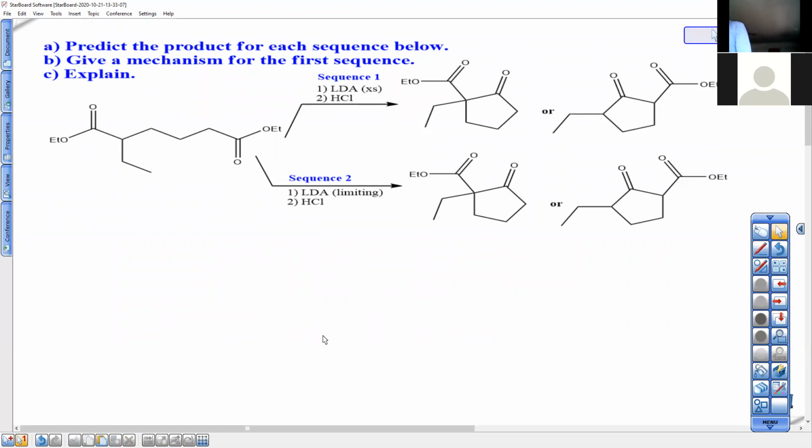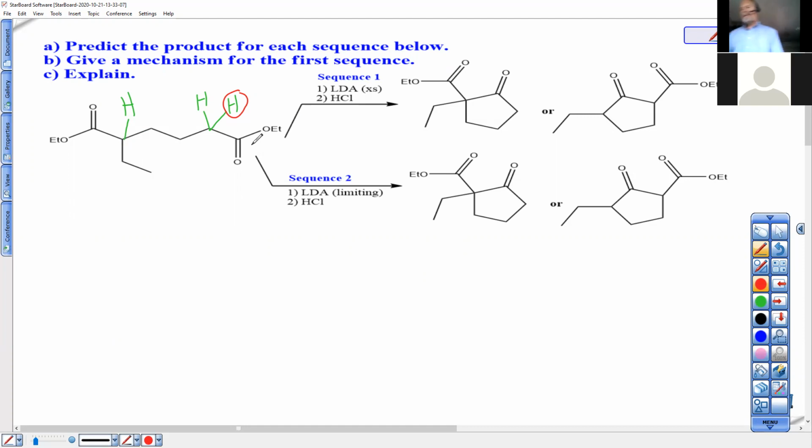So my question for you: LDA is plenty strong to take the H alpha to an ester, even though the pKa is up to 25. Which of these 3 alpha H's is LDA taking? The answer, it only knows how to take this one. Given a choice between a less hindered alpha H and a more hindered alpha H, LDA is going to go for the less hindered one.